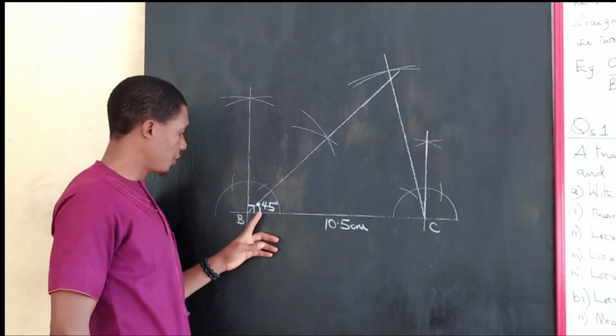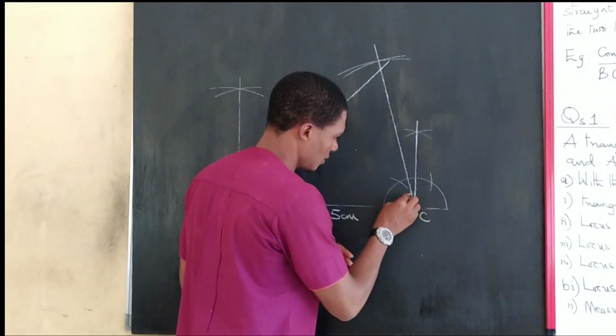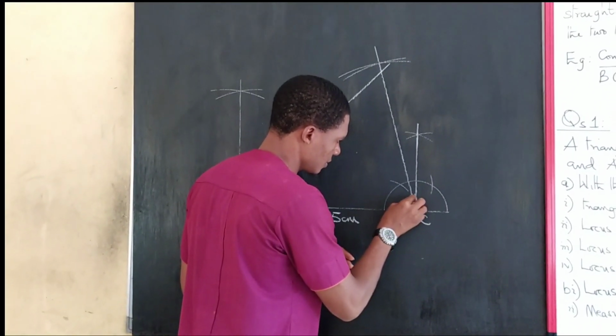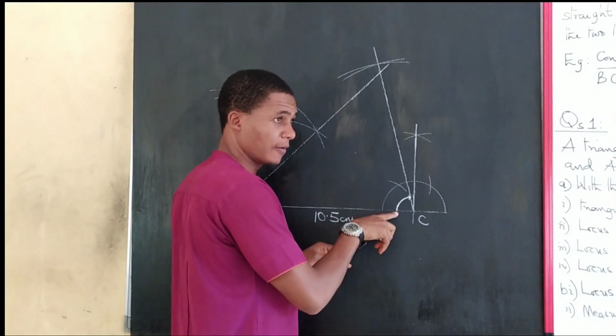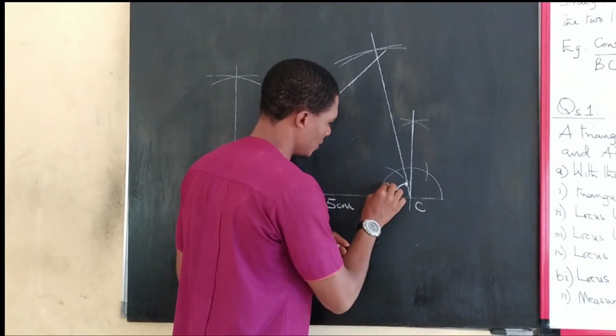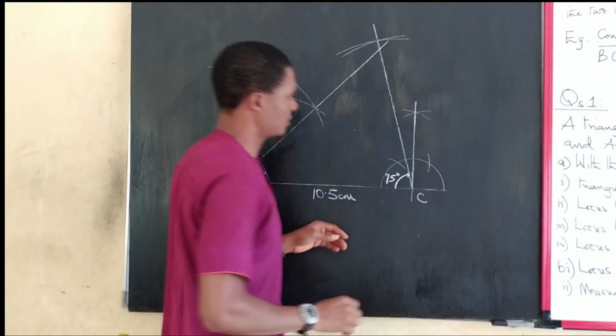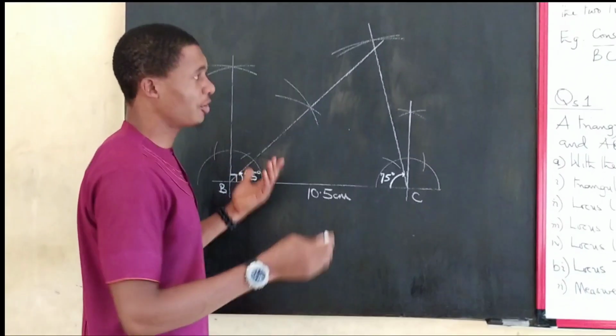Watch the arrow. You see it? It means I'm going from 0 to 45, right? Then here, you see it? Showing that I'm running from 0 to 75, right? So here becomes my 75 degrees. Okay? So the triangle has been formed.